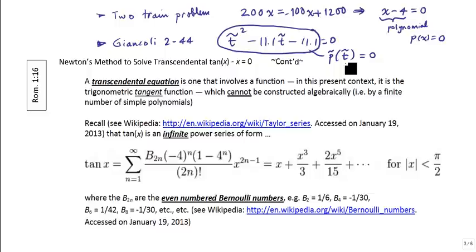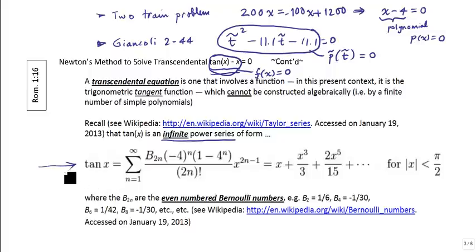However, now we're interested in something that is transcendental. And why is it transcendental? A reason why this tan x minus x equals 0, which I could just call my f of x, let's suppose I just call this f of x is equal to 0. Well, it involves the tangent, right? And you may recall that the tangent function can be written in terms of an infinite power series that looks like this.